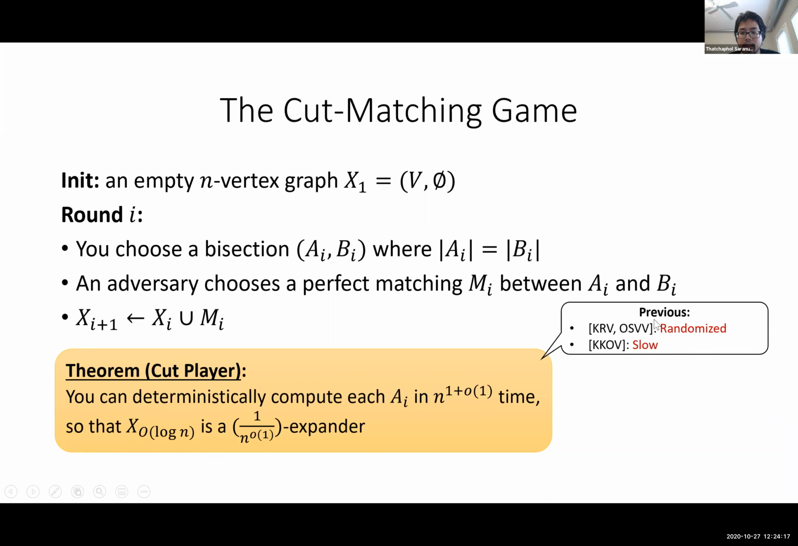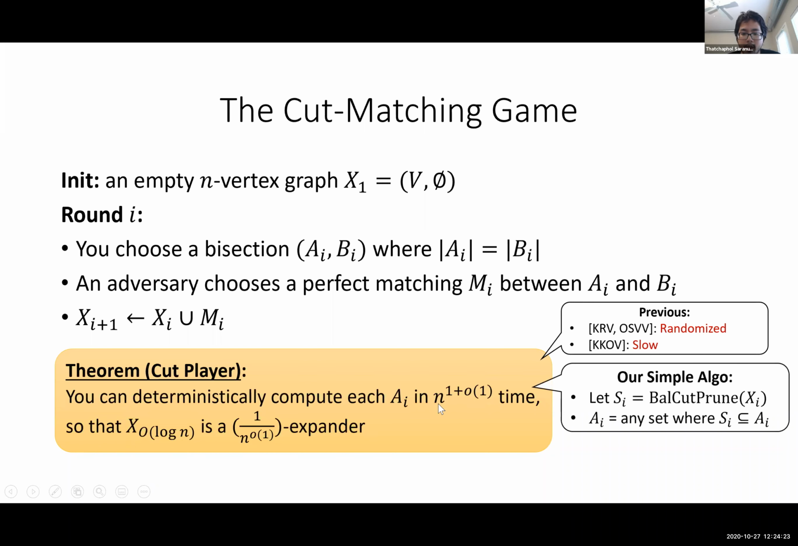It's known how to do this in the randomized setting, or deterministic and slow, but we can do it fast and deterministic, assuming that we have the bar cut prune subroutine. The algorithm is so simple. Just look at the current graph X, run the bar cut prune subroutine and get the cut S. Choose A to be any set that contains S. That's it. That's the algorithm.